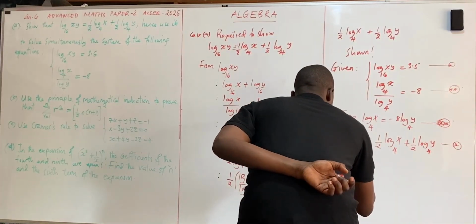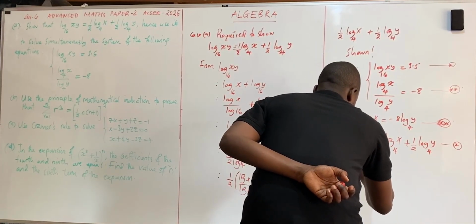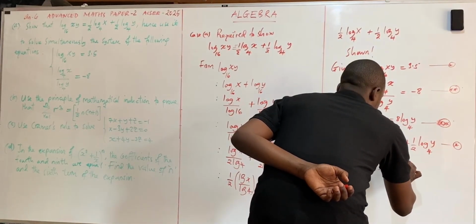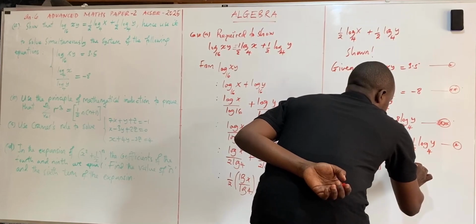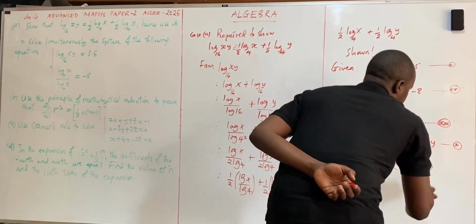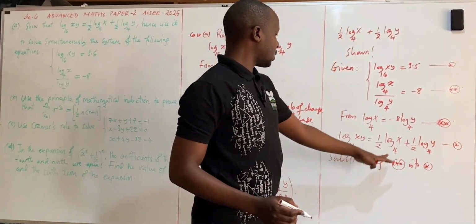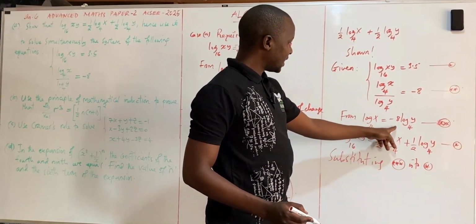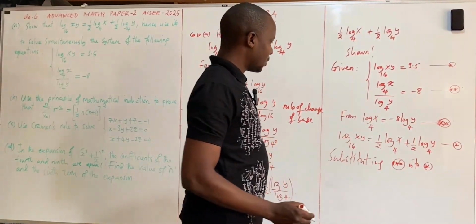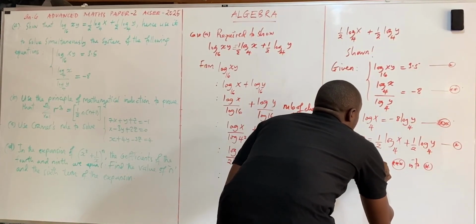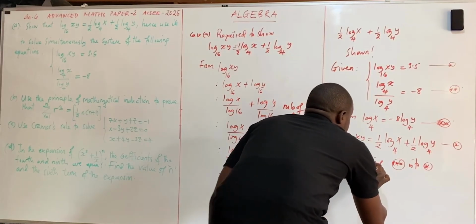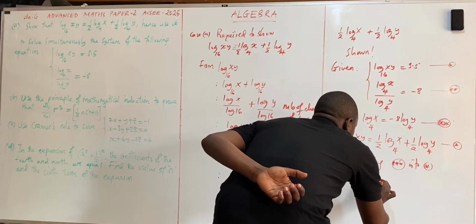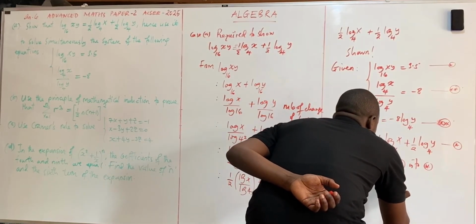Now we say substituting star 2 and star 3 into star 1, the modified one. So we substitute here. Where log of x base 4, we just insert -8 log of y to base 4. So here, log of xy to base 16 is equal to a half.